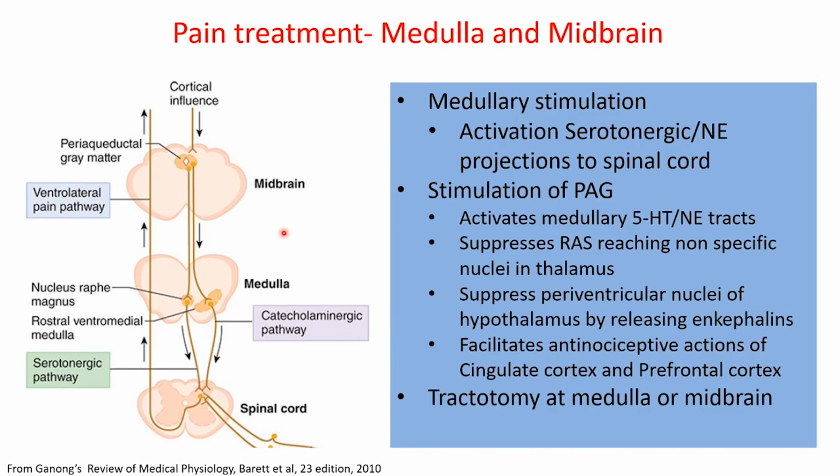The periaqueductal gray stimulation also activates the anti-nociceptive actions that project onto the substantia gelatinosa cells, and that would reduce the pain. And these anti-nociceptive actions receive input from the cingulate and the prefrontal cortex. That is how the periaqueductal stimulation relieves pain. So there are at least four paths by which it achieves this.